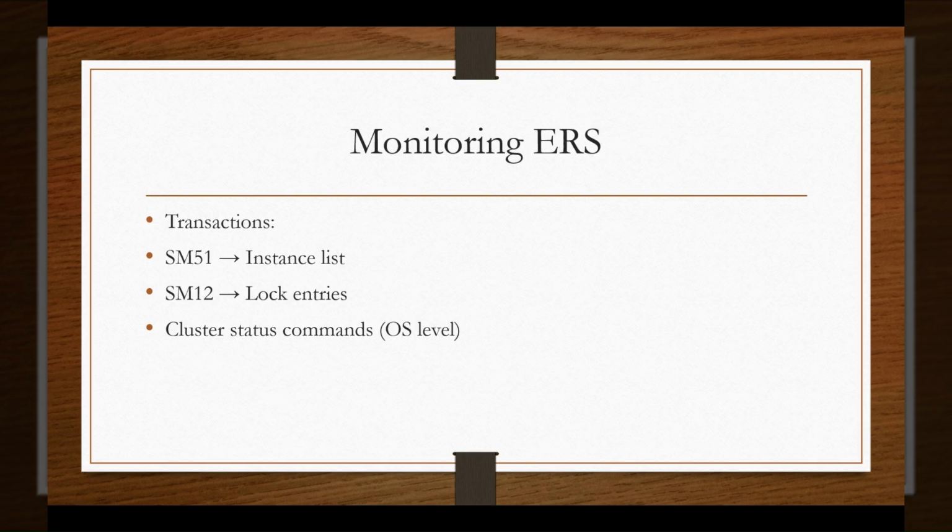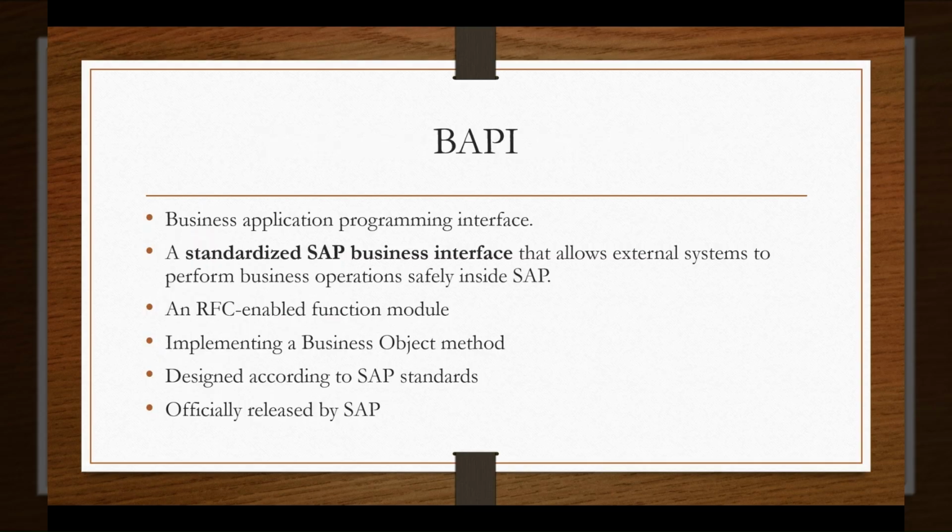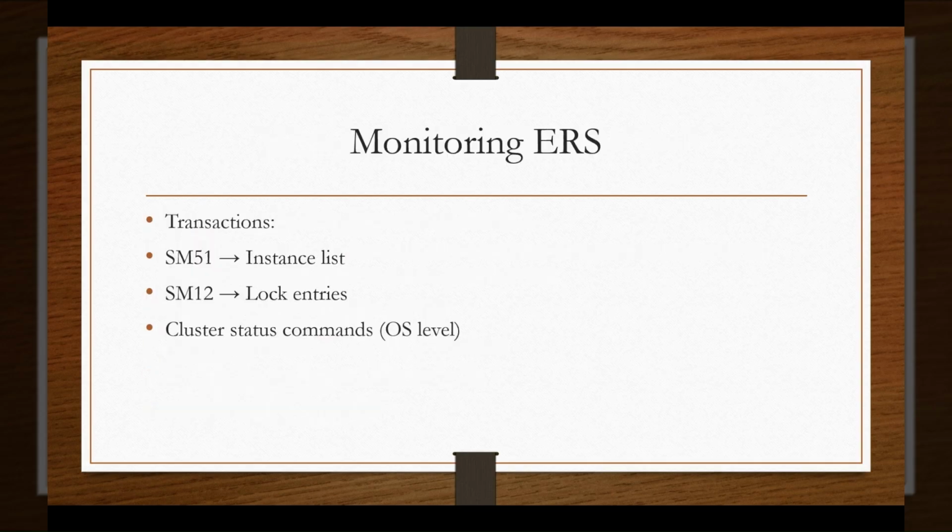Now, to monitor ERS, there are two transaction codes. SM51, which is used to check the work process list. You remember? So SM51 is used to check the instances, and here you will find the ERS as well. And for lock entries, you have SM12. So we come to the end of ERS here. I hope we are good to go ahead.